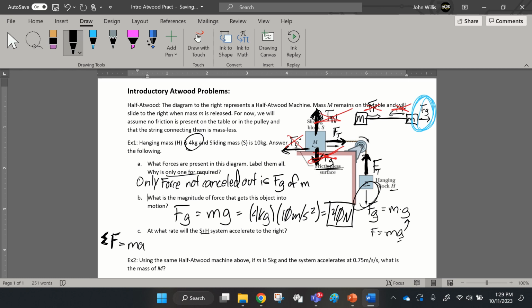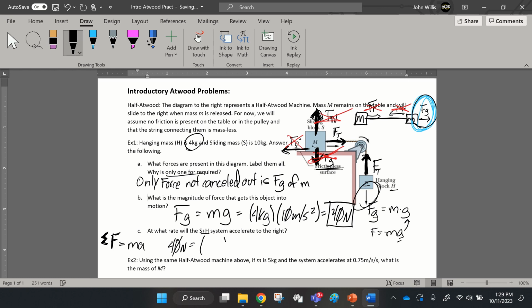And in fact, stats classes, math classes all over the world, they're going to use this letter sigma to represent the sum of, or in our case for physics, the net force, right? The total of all forces acting on the object. For us, the only one that wasn't canceled is that force of gravity. So our net force, the sum of all forces acting on this object, is 40 newtons.